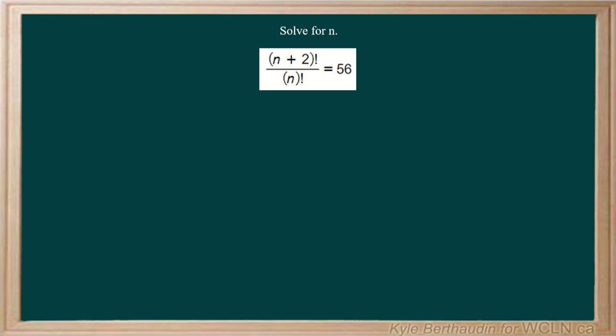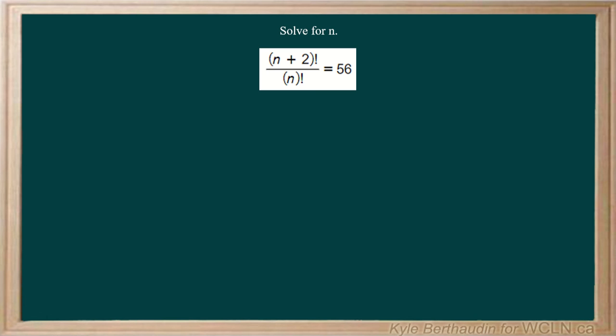Let's solve the following equation for n. Now there's a couple ways that we can do this. We'll start with the more intuitive and possibly simpler way to solve it, and then afterwards I will show a slightly more complicated way to solve it. So let's write out our equation here.